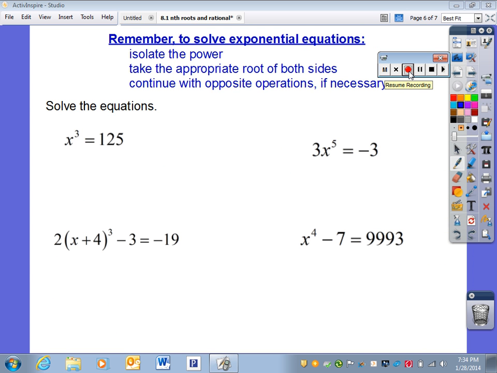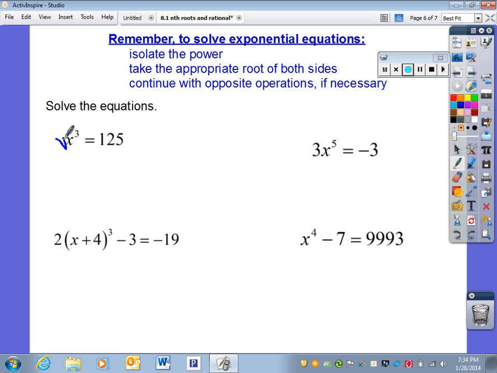In our last set of examples, we are going to solve equations with different roots. Remember to isolate the power, take the appropriate root on both sides, and then finish solving the equation by doing opposite operations if necessary. In the first example, we have the cube root of x cubed is equal to 125.